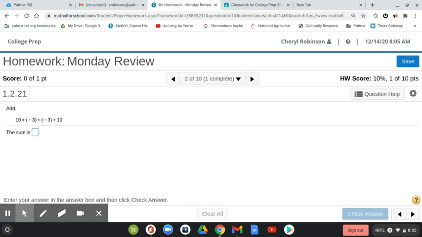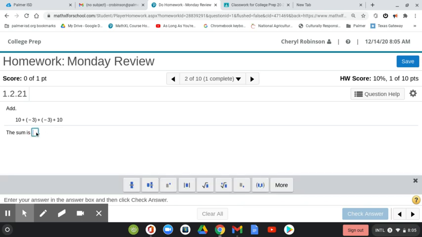Number two, you're just adding integers together. So 10 plus a negative 3 is 7, and 7 plus a negative 3 is 4, and 10 plus 4 is 14.